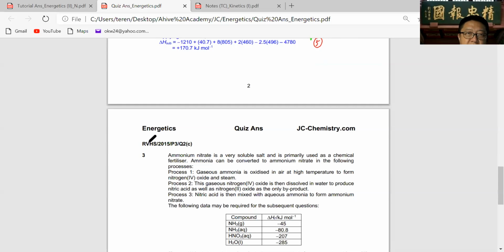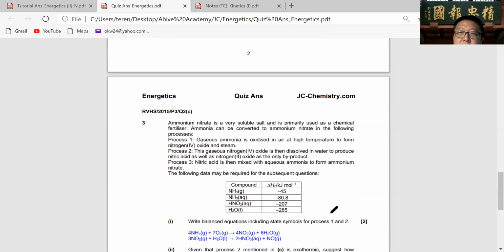This is River Valley. Okay, they planted it at paper 3, question 2C. I don't know why they shifted it to the front, but never mind. So they have process 1, process 2, process 3. The following data can be used for the subsequent question. So they give you all the enthalpy changes, and you must see carefully. This is enthalpy change of formation, right? So minus 43 and so on, 45 and so on, all given to us.